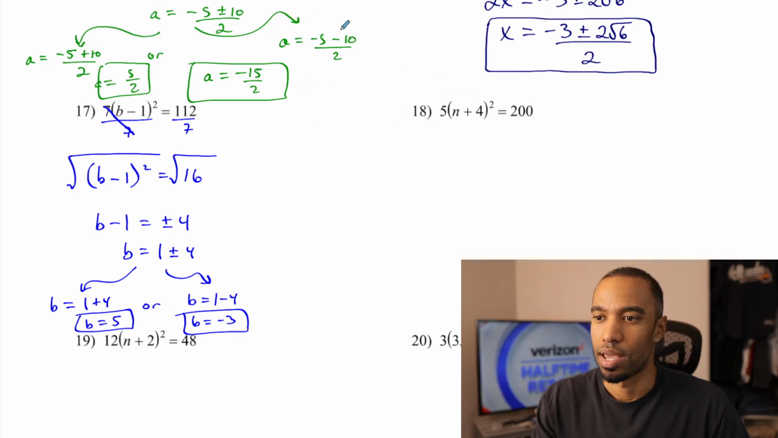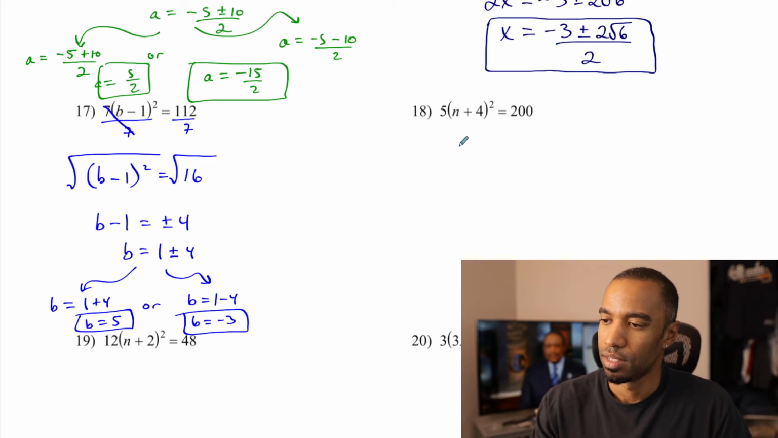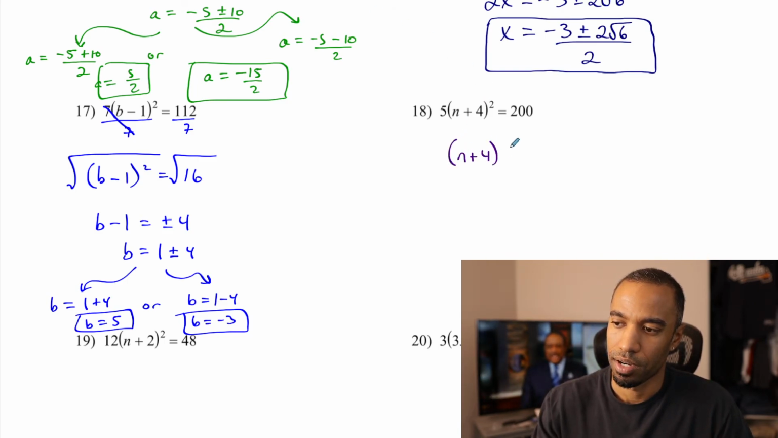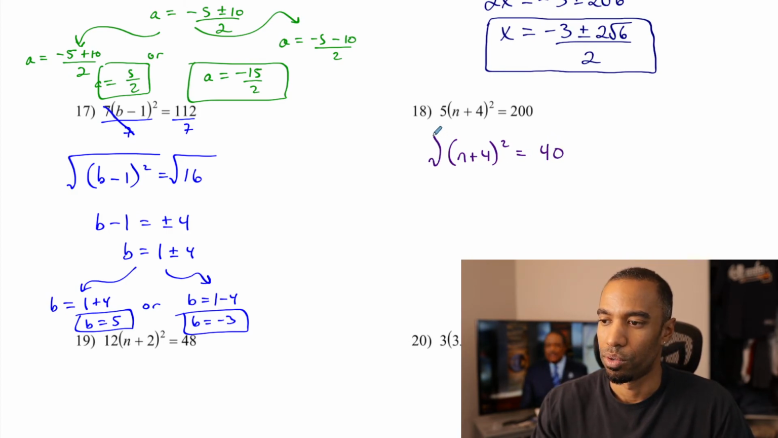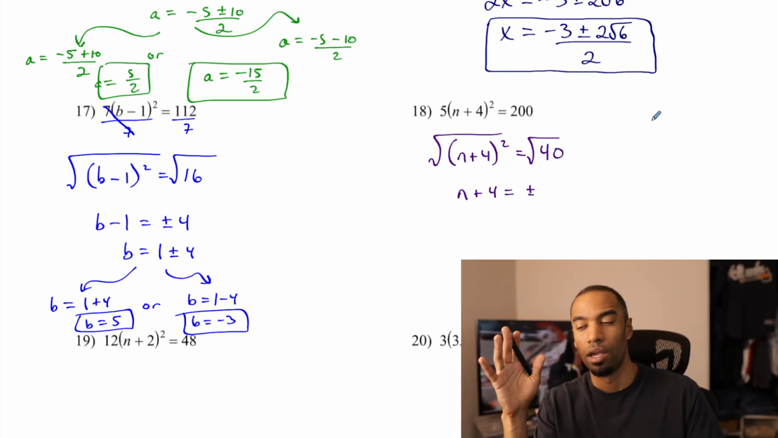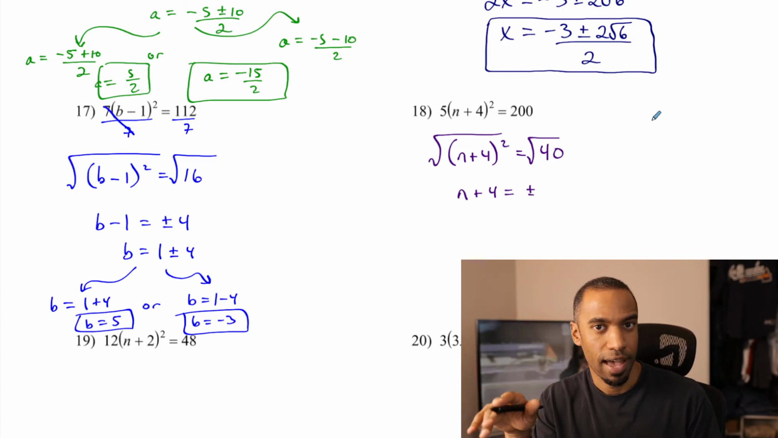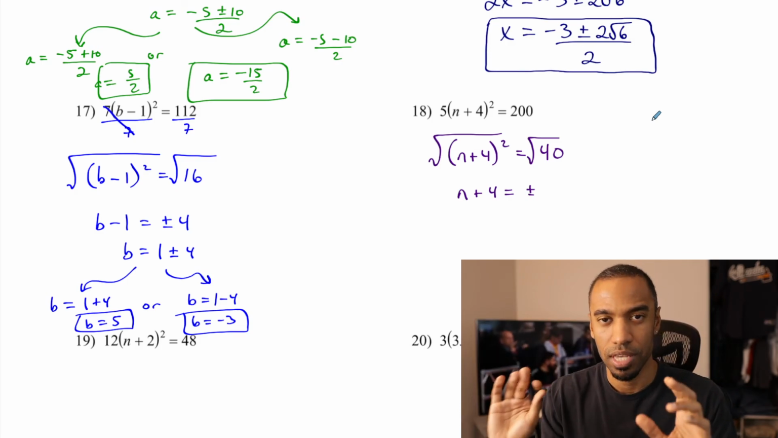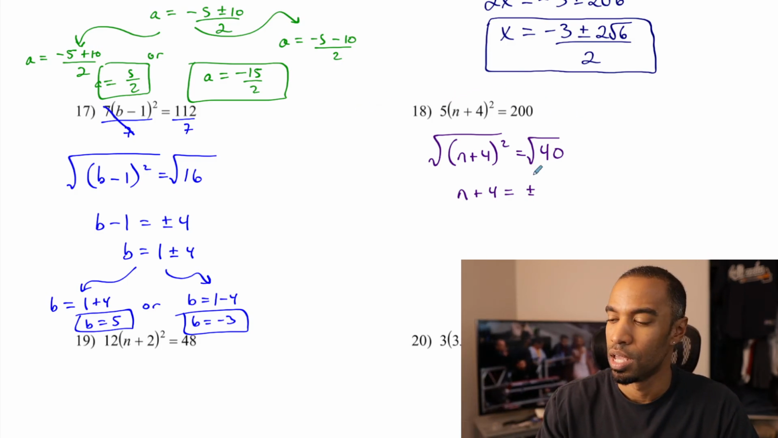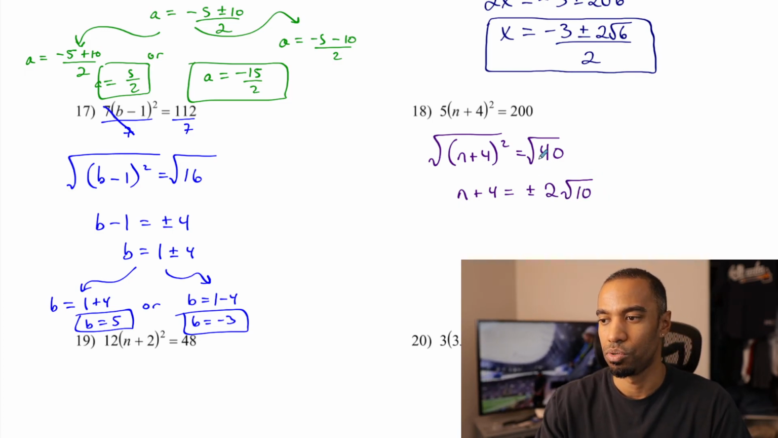All right, let's try this thing again. Divide both sides by 5 here, and now we're going to get n plus 4 quantity squared equals, I think, 40. So now we take the square root of both sides there, and now we're going to get n plus 4 equals plus or minus. So this divides by 4, and you get 10. 10 doesn't have any perfect square factors, so root 4 times root 10. It looks like that's the smallest it goes, and the square root of 4 is 2. So you get 2 root 10, plus or minus 2 root 10 there.